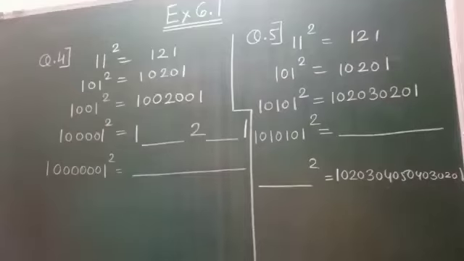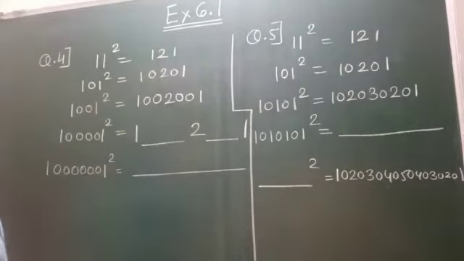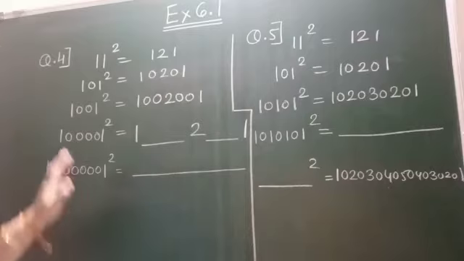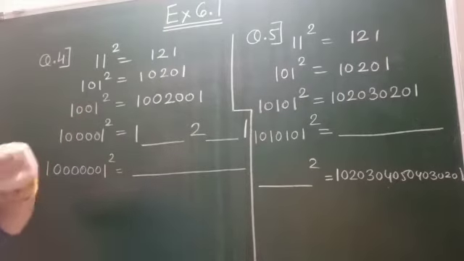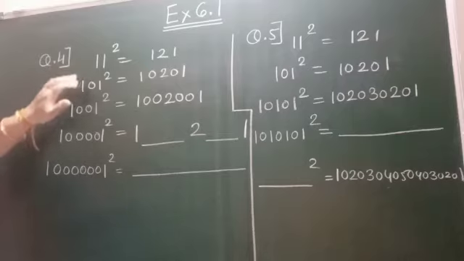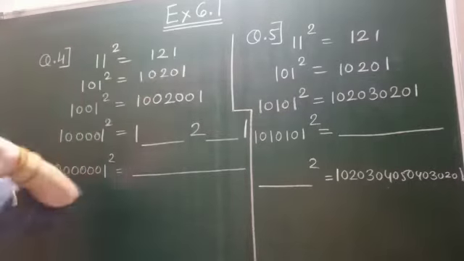Hello students, today we will solve question number 4 and 5 of exercise 6.1. Question number 4 is: observe the following pattern and find the missing digits. As you can see here, in the first pattern 11 square equals 121, as we know.